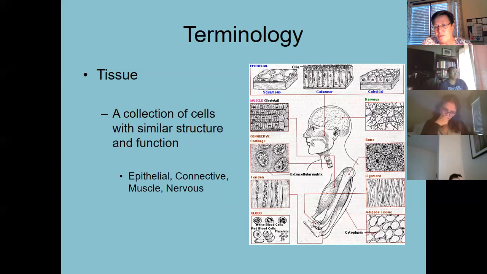So what is a tissue? You know from anatomy, your very first anatomy class, that tissues are collections of cells with similar structure and function. We reviewed this in probably the first or second lecture of the course. And we know there's different types of tissues. There are epithelial tissues, connective tissues, muscle tissues, nervous tissues. And all of these tissues are made up of cells.